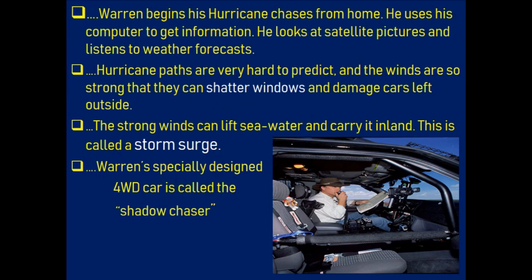So Warren Fedley, this storm chaser, this guy who goes after storms and hurricanes and tornadoes to take pictures, begins his chases or his studies from home. He uses his computer to get information, he looks at the satellite pictures, and he listens to the weather forecasts. These all help him to get more information about the storm. But this doesn't mean that he will understand everything, because hurricane paths are very hard to predict. You can't say when it's going to happen or how it's going to happen.